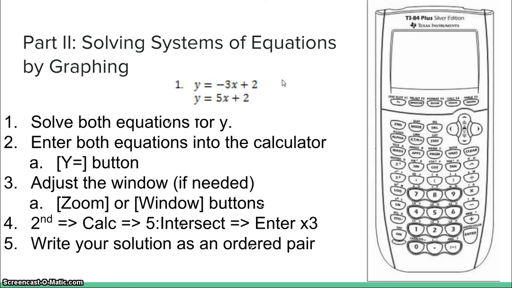Then if it is consistent and independent with one solution, you can either find the solution by looking at the graph you've done by hand or solve it for y and type them both in the calculator and use the second calc intersect function. That's all we're going to cover in section 6.1.